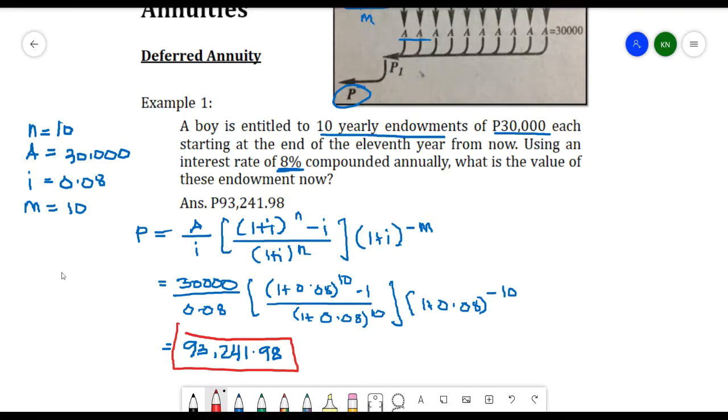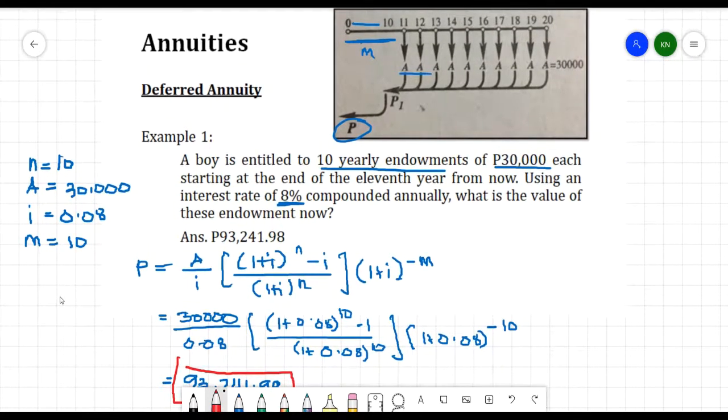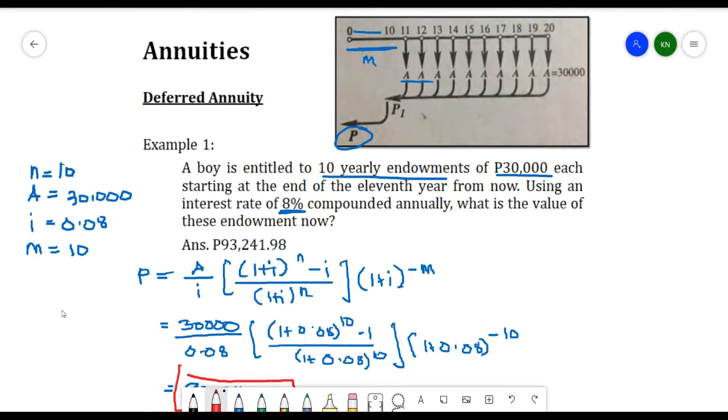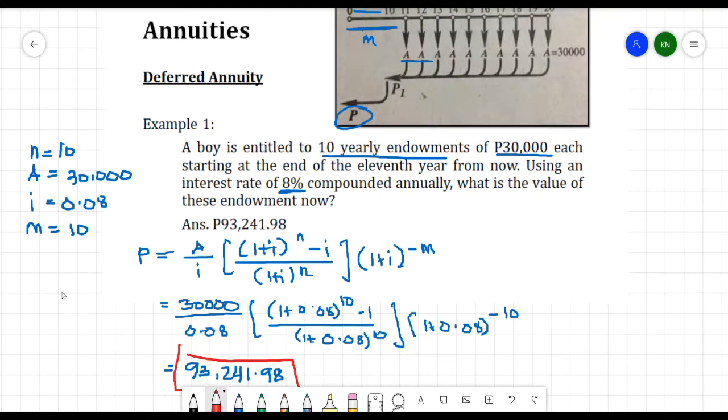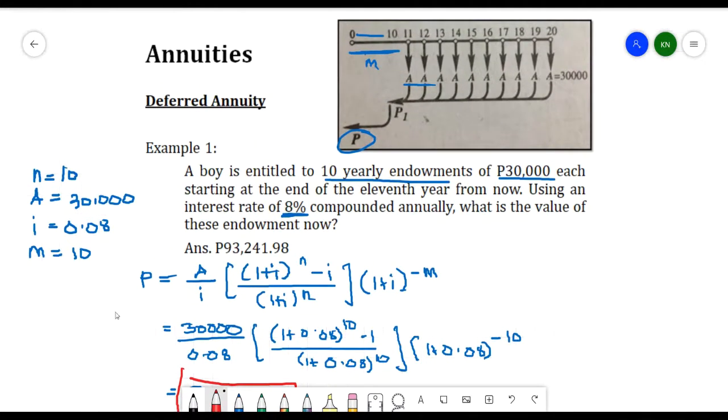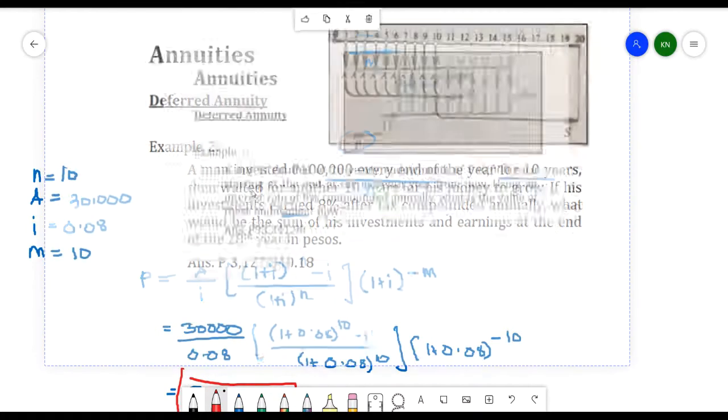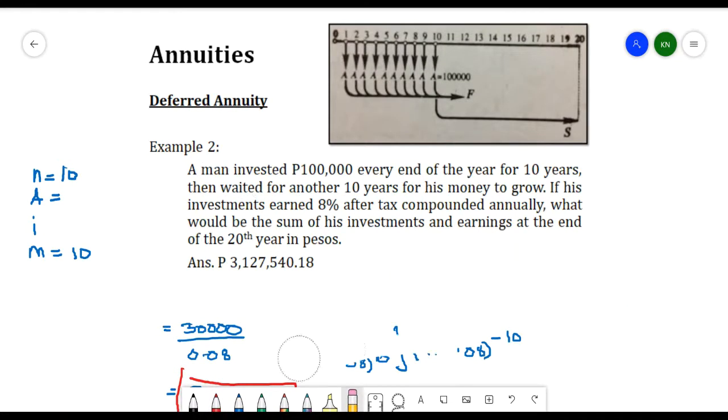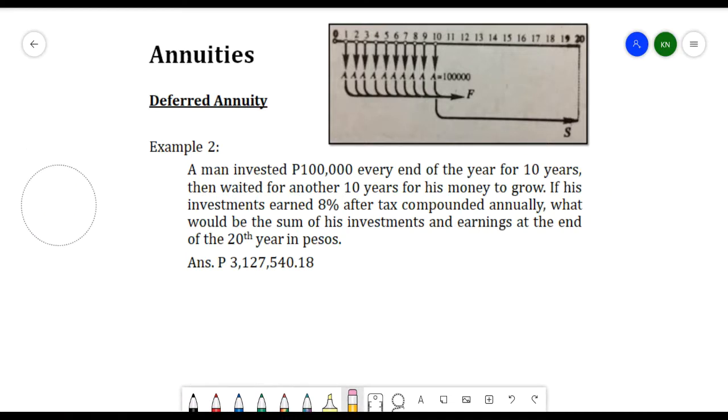If you total the payments, or the yearly endowments, you have 93,241, and that includes the interest. Next, we have another example. A man invested 100,000 pesos every end of the year for 10 years, then waited for another 10 years for his money to grow. If his investments earned 8% after tax compounded annually, what would be the sum of his investments and earnings at the end of the 20th year in pesos?